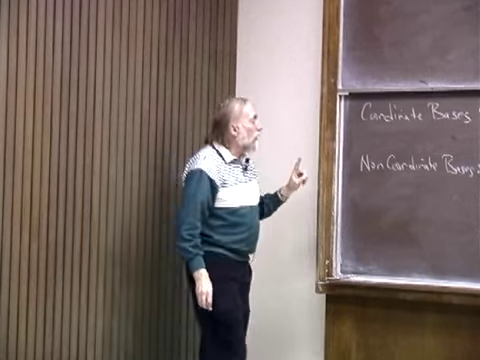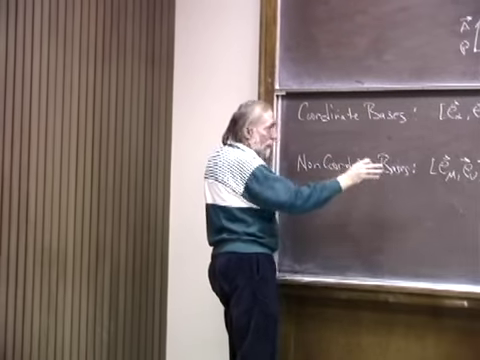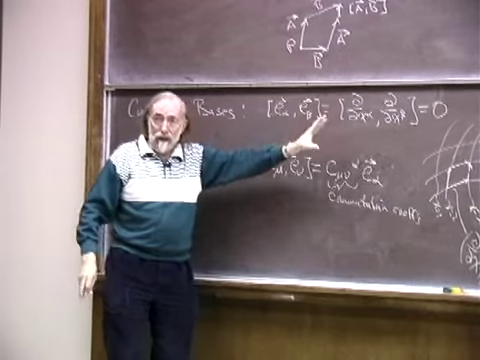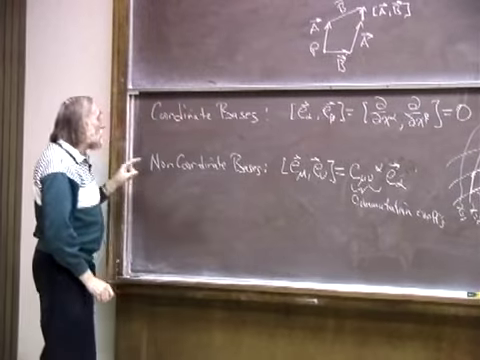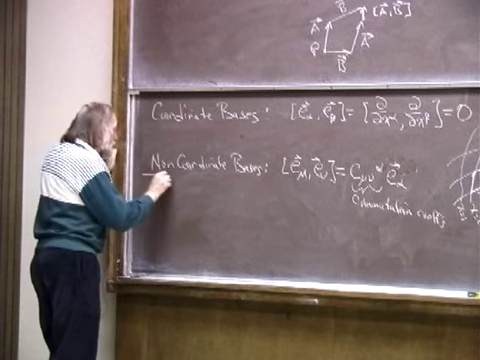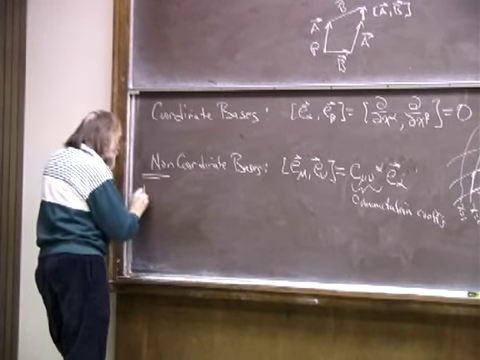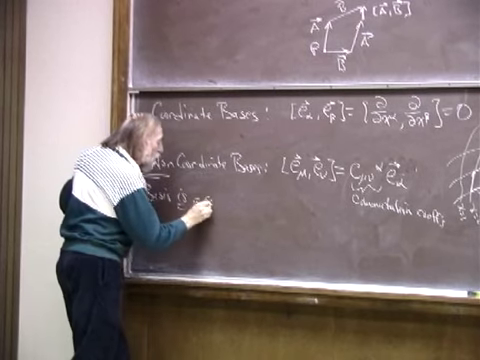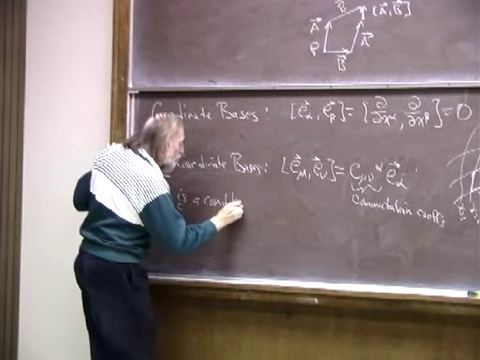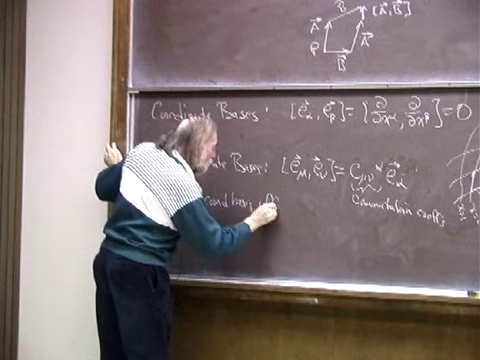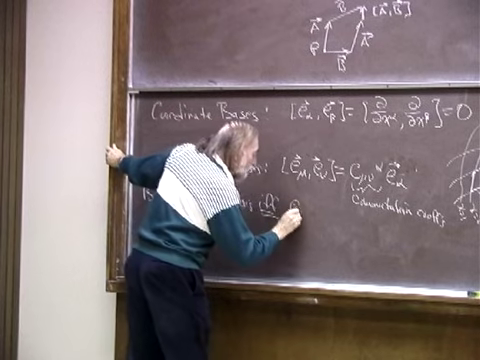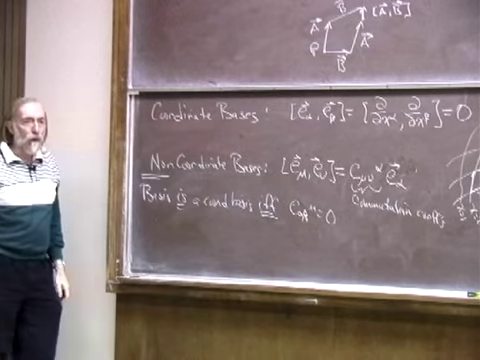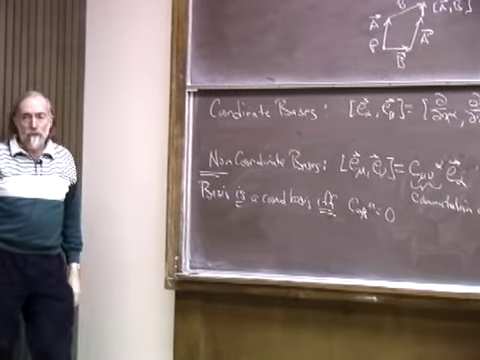In fact, there's a theorem that follows from the diagrams that I've drawn here, or the mathematics underlying the diagrams, that says a basis is a coordinate basis if and only if the commutation coefficients vanish, if and only if the basis vectors commute with each other.